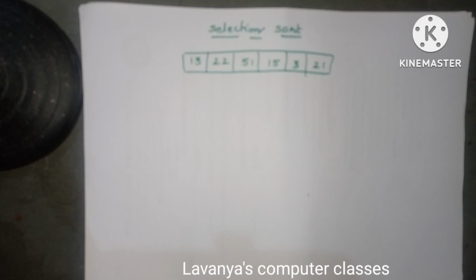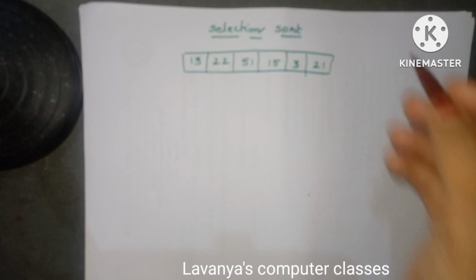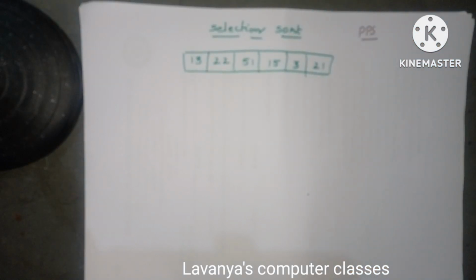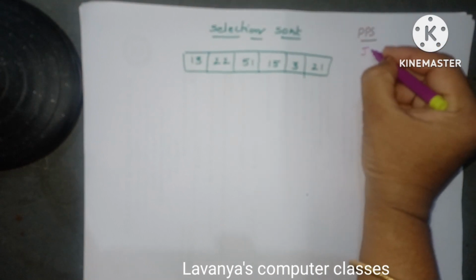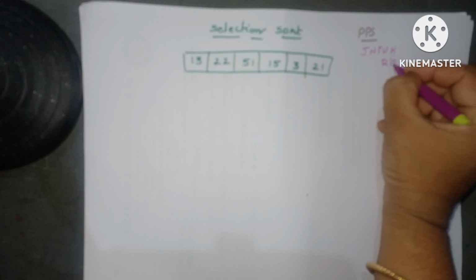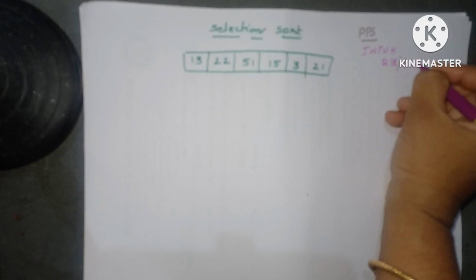Next, explain selection sort. What is the selection sort? What is the algorithm and how to implement selection sort with a numerical example? I will explain in this video. This is Unit 5, PPS, Programming for Problem Solving, according to JNTUH R18 and also R22, Unit 5.